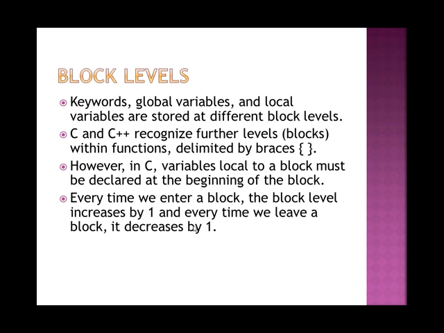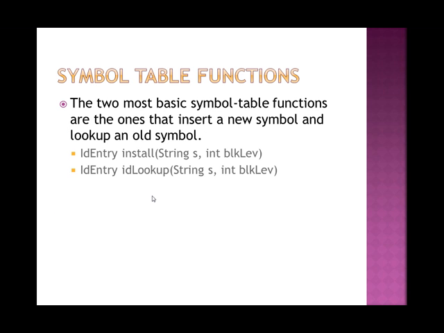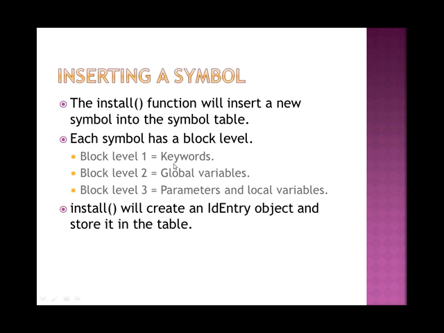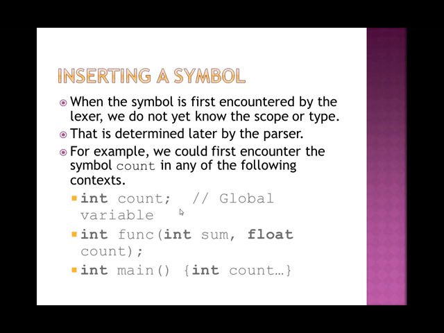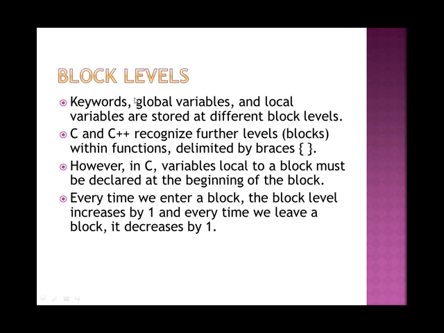Next is block levels. What is a block level? As I told you, there are three kinds of block level. Block level 1 is used for keywords, then global variables, then parameters and local variables. Keywords, global variables and local variables are stored at different block levels. At first there is a keyword, second a global variable, third a local variable. C and C++ recognize a further level, that is, a block within a function, which is delimited by braces.